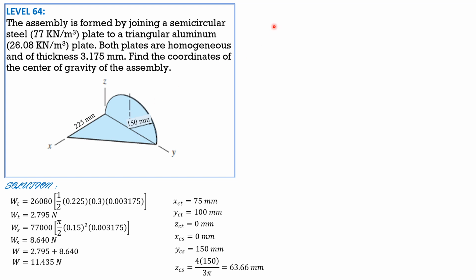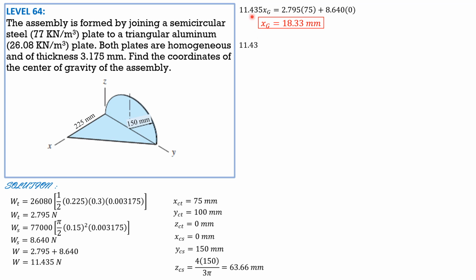So applying Varignon's theorem, weight of the assembly times xg equals weight of triangle times x of triangle, plus weight of semicircular plate times x of semicircular plate. So 11.45 times xg equals 2.795 times 75 plus 8.640 times 0. So xg can now be computed. It is equal to 18.33 mm.